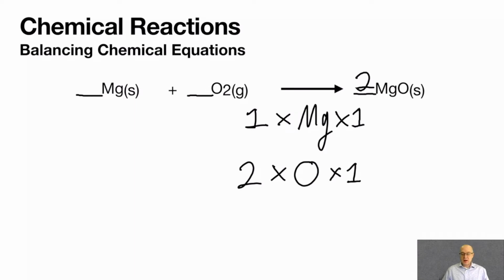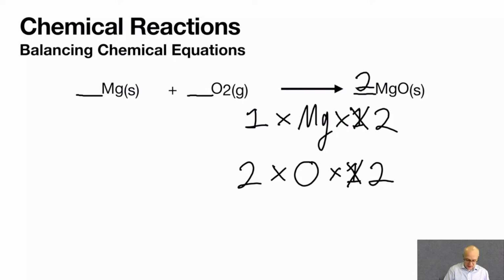We change the 1, the coefficient in front of the magnesium oxide, to a 2. That changes this to a 2 and changes this to a 2. Because remember, this multiplies by the imaginary 1 here and here. So this becomes 2. That's okay, because now the oxygens are balanced, right? But the magnesiums are out of balance. And that's okay, so we can fix that too.